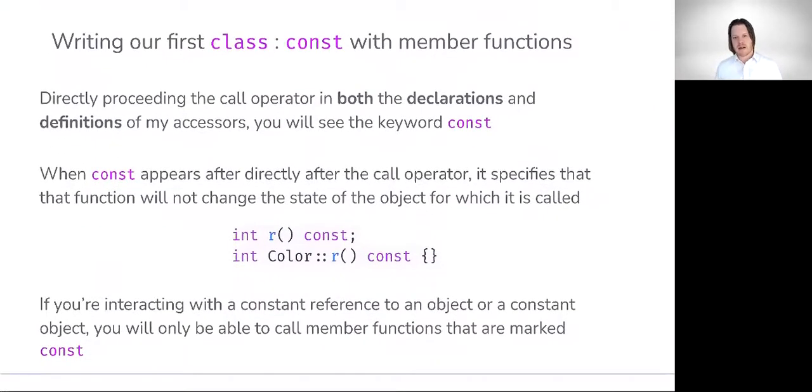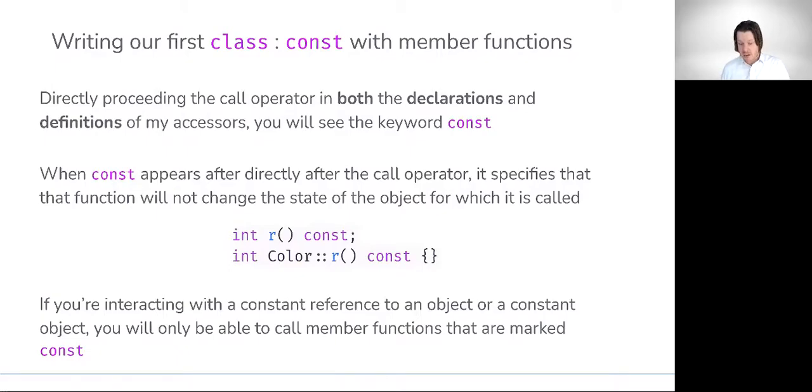So you might have noticed as we've been going through this that some member functions are postfixed with const directly after their parameter list, and if it's in a definition, directly before the opening brace. So directly following the parameter list in both the declarations and definitions of my accessors, you'll see the keyword const. When const appears directly after the parameter list, it's going to specify that the function will not change the state of the object for which it is called.